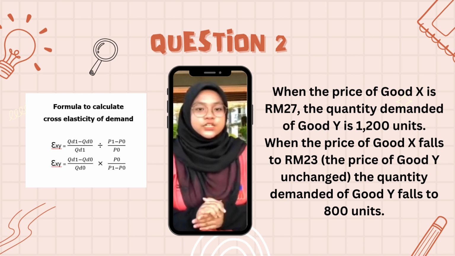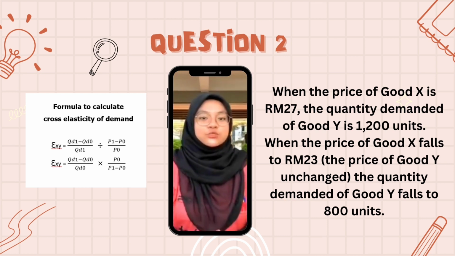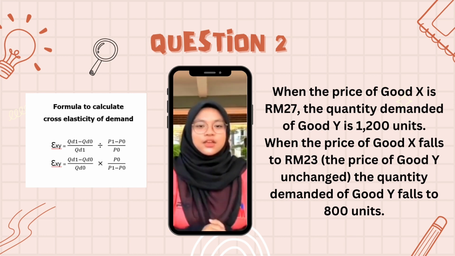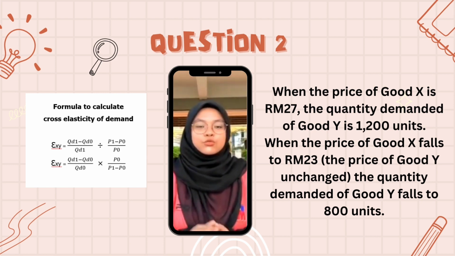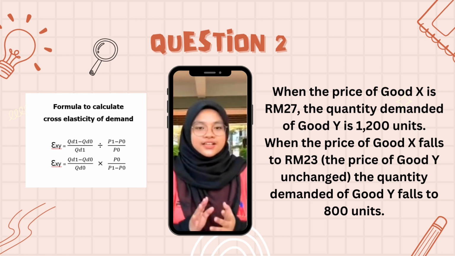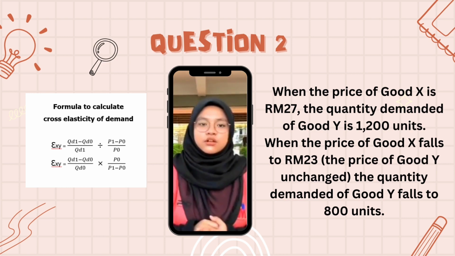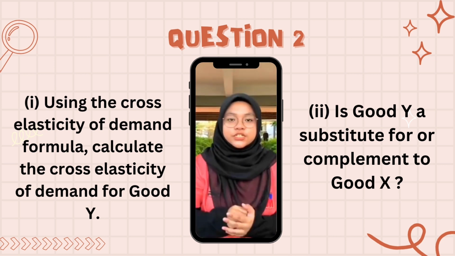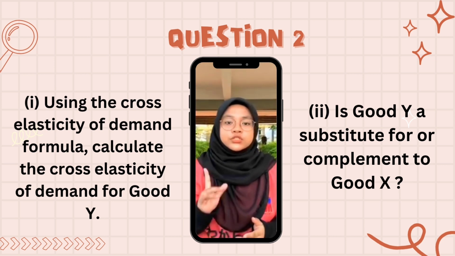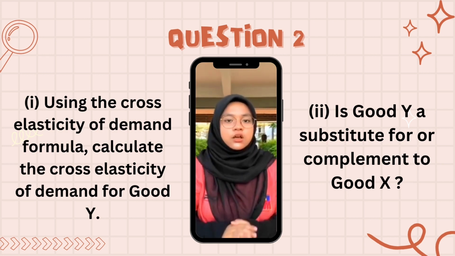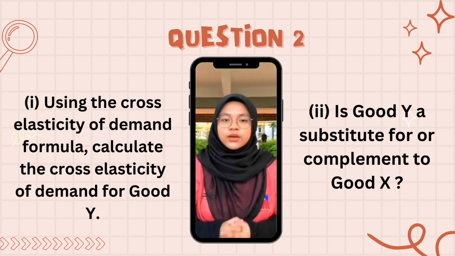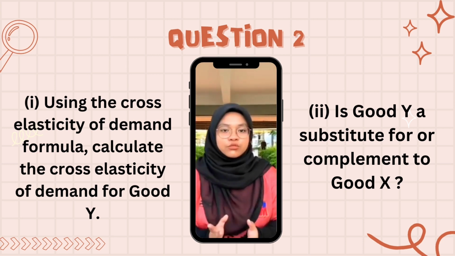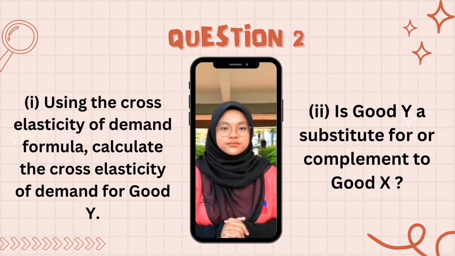The statement of the question is, when the price of good X is 27 ringgit, the quantity demanded of good Y is 1,200 units. When the price of good X falls to 23 ringgit, the price of good Y is unchanged, but the quantity demanded of good Y falls to 800 units. First, using the cross elasticity of demand formula, calculate the cross elasticity of demand for good Y. Next, is good Y a substitute for or complement to good X?